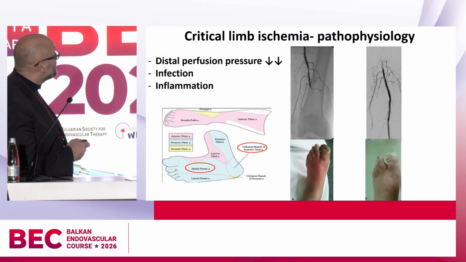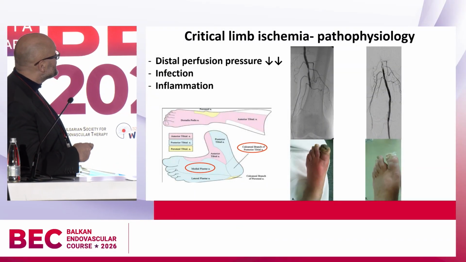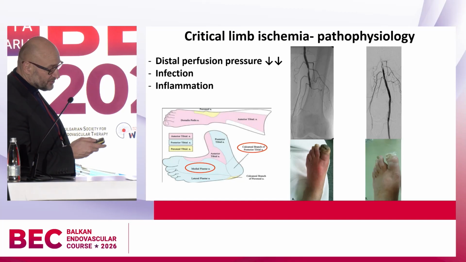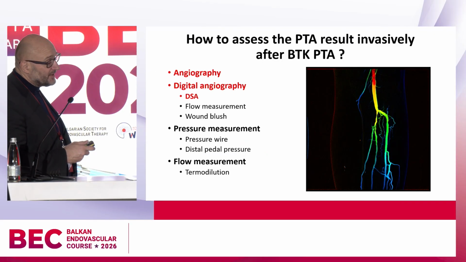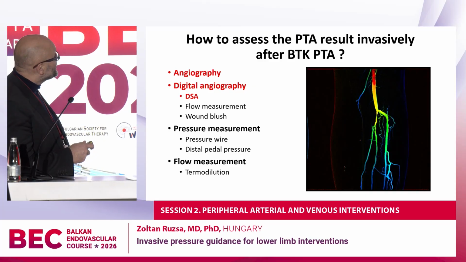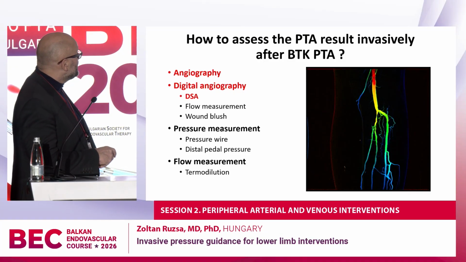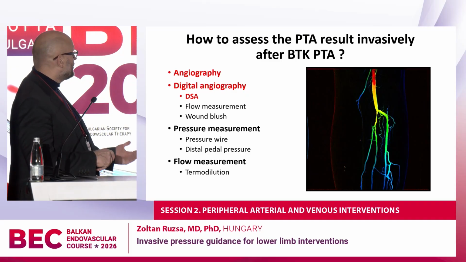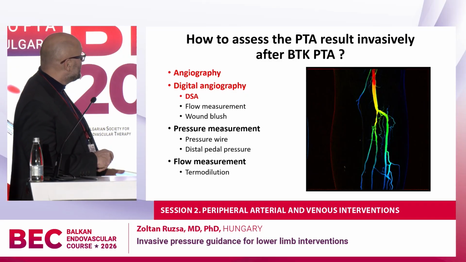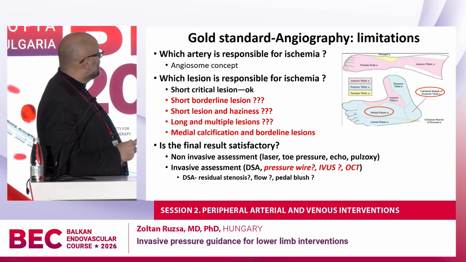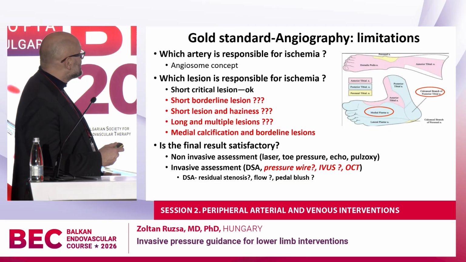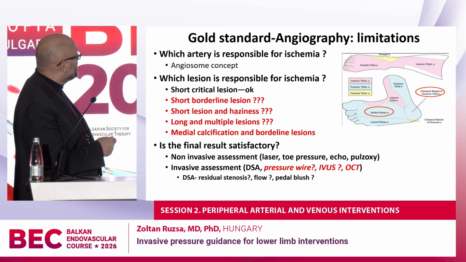One of my suggestions for the distal pressure is that in CLI we have a marker on the infection, because always the pathophysiology is a decrease in the pressure. How can we assess the result after the PTA or before the intervention? We can do angio, digital angio, pressure measurements, we can measure the gradient, and also we can measure the flow.